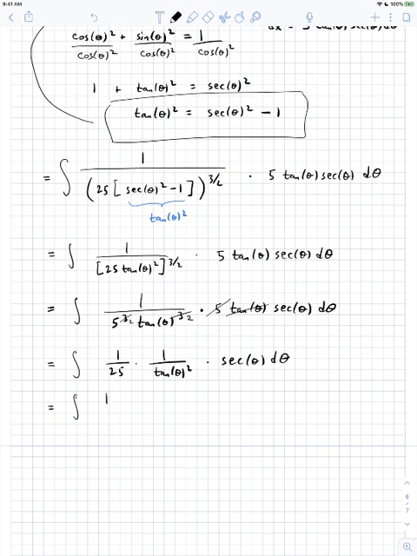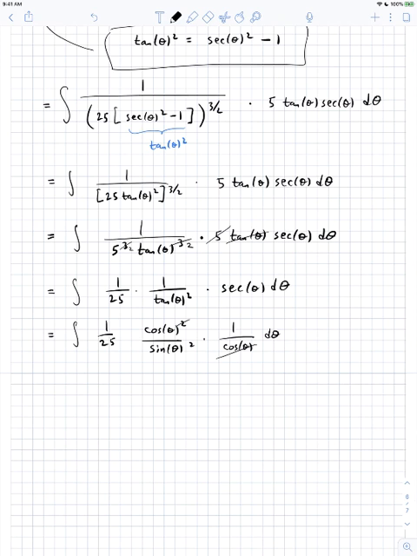So this is the integral of 1 over 25, and tangent is sine over cosine, so 1 over that is going to give you cosine over sine. It's cotangent, but you need to square these. And secant is 1 over cosine d theta. So that cosine is going to cancel with one of those, and you're going to have the integral of 1 over 25 times cosine of theta, not secant, rather sine theta squared d theta.